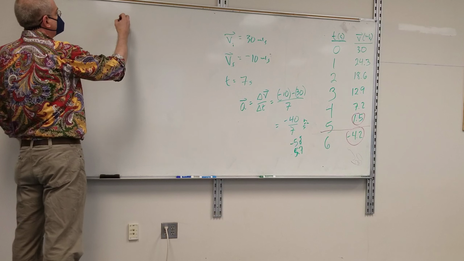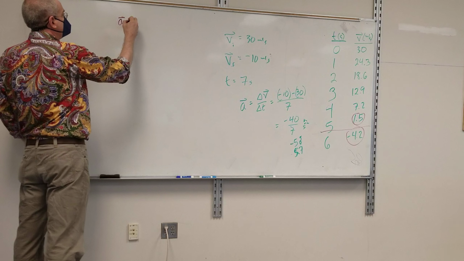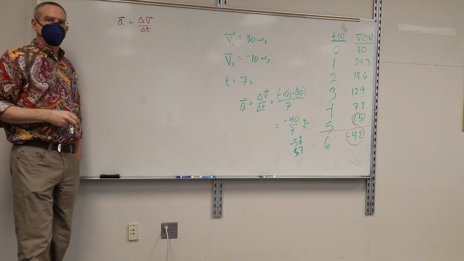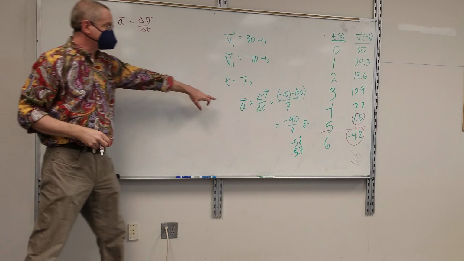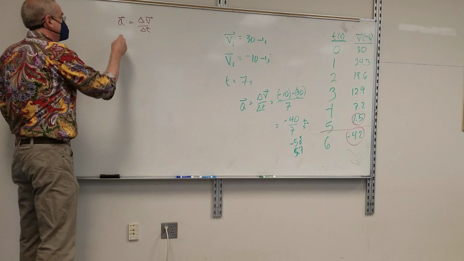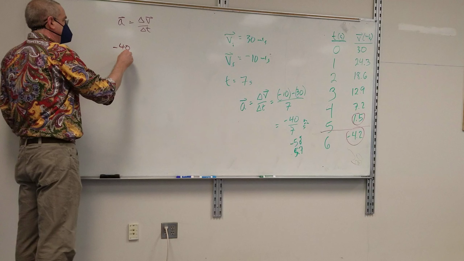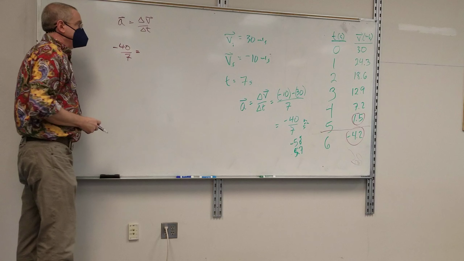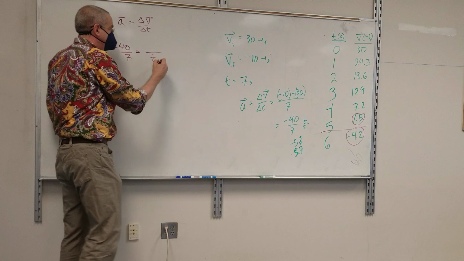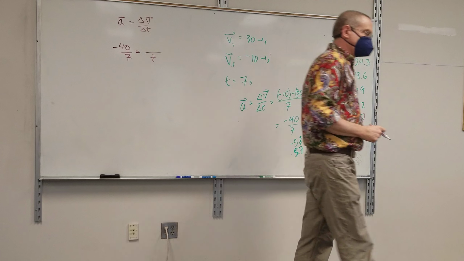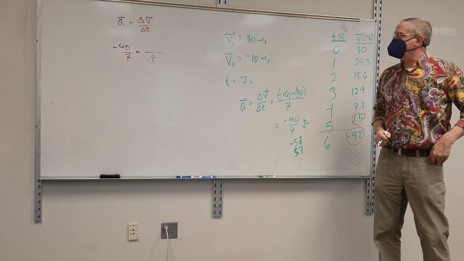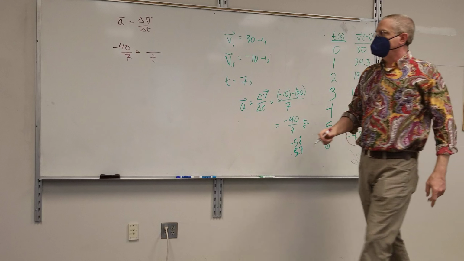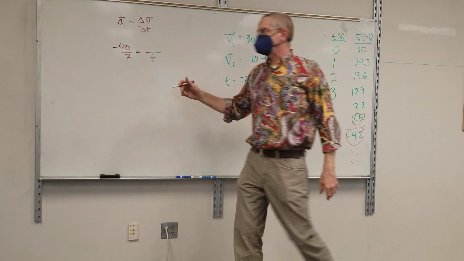So, I go back to acceleration is the change in velocity over change in time. That formula that you used to find the acceleration. I know that this is negative 40 over 7, because that was already calculated. And I'm trying to find time. So I need to figure out the time it takes to go from 30 meters per second to 0. The acceleration is constant, so that ratio should still be the same.